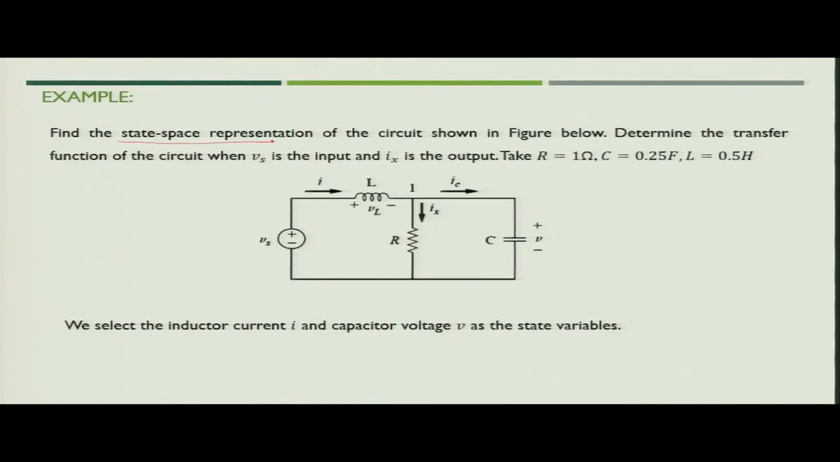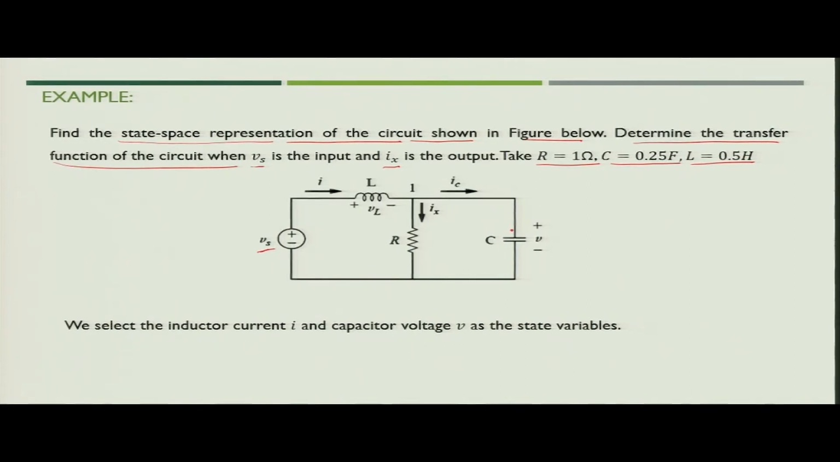Here we need to find the state space representation of the circuit, which is shown in the figure below. We need to determine the transfer function of the circuit also. Here Vs is the input and Ix is the output. So, we need to find the value of Ix, and Vs is given as an input. The value of resistance R is 1 ohm, capacitance is 0.25 farad, and inductance is 0.5 Henry.